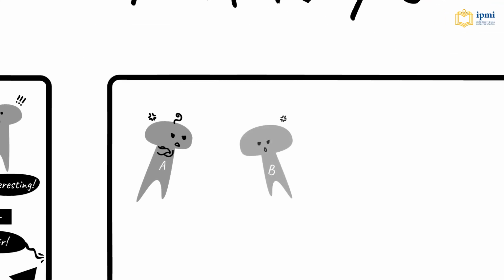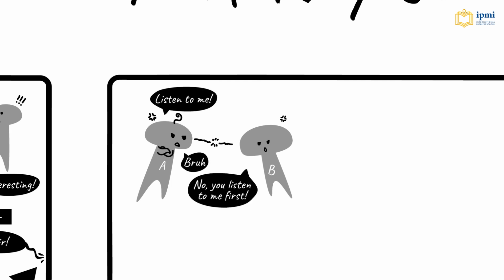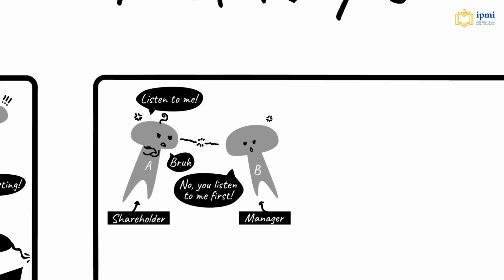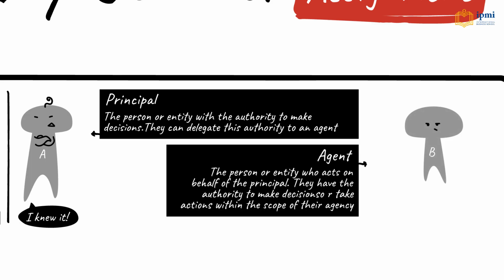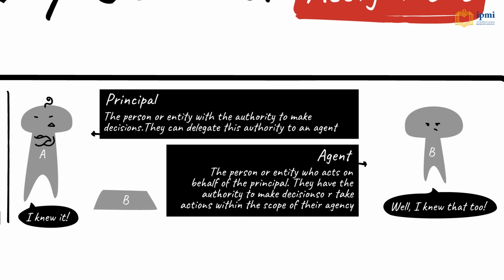The principal agent problem is a situation where there is a conflict of interest between two parties: the principal, the company owner or the shareholder, and the agent, the management. By definition, principal is the person or entity with the authority to make decisions. They can delegate this authority to an agent, while the agent is the person or entity who acts on behalf of the principal. They have the authority to make decisions or take actions within the scope of their agency. Thus, hierarchically, the principal should be higher than the agent.